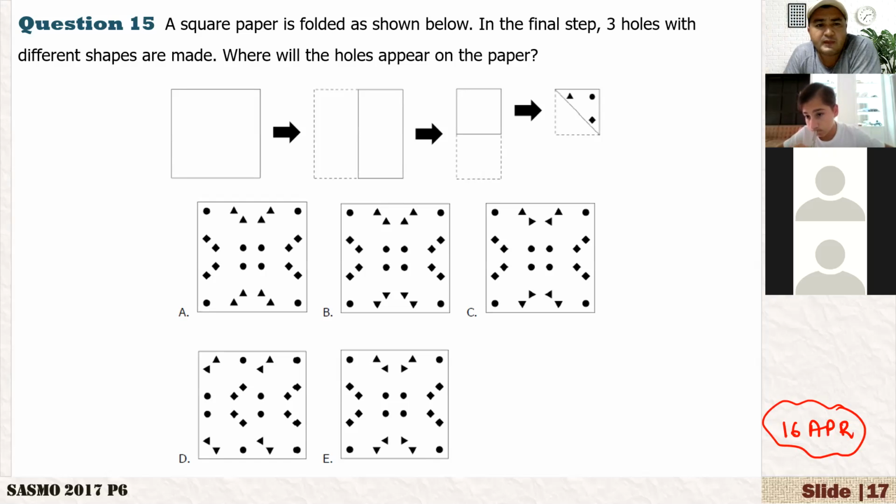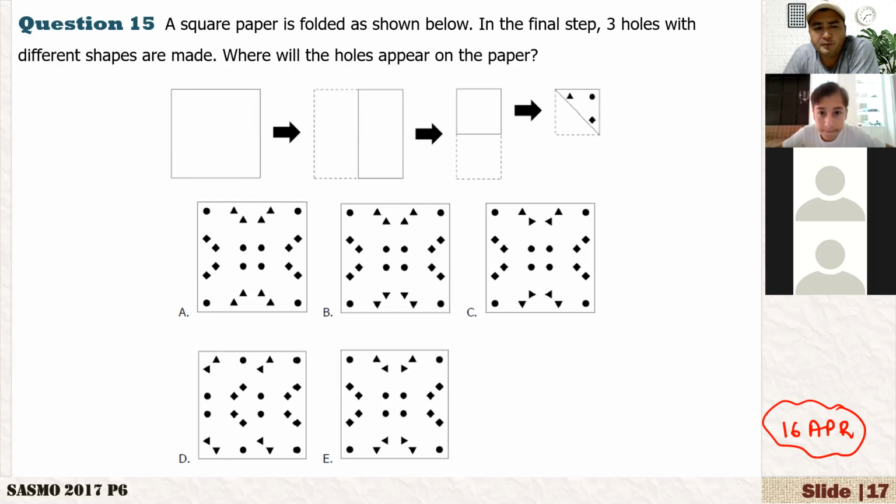Anyway, guys, let's continue. A square paper is folded as shown below. In the final step, 3 holes with different shapes are made. Where will the holes appear on the paper? In this kind of question, if your visualization skill is strong, you can just have a look and get the answer. If not, you can use a piece of paper and fold it, which may help you solve this kind of problem easily. Okay, so now, guys, let's do this together.